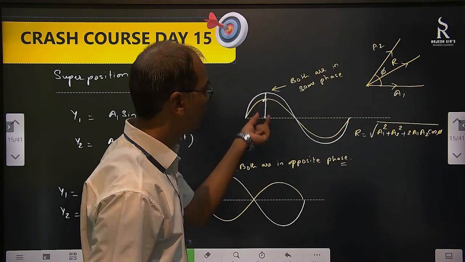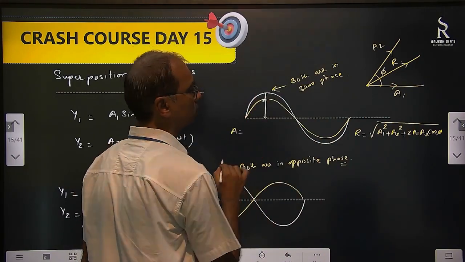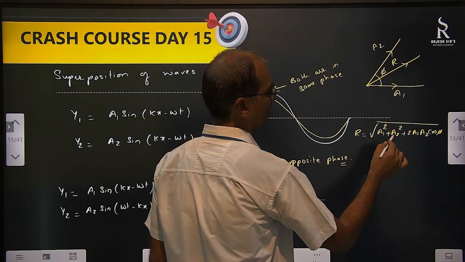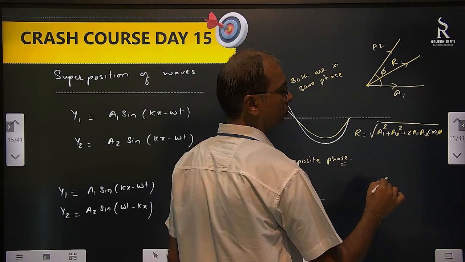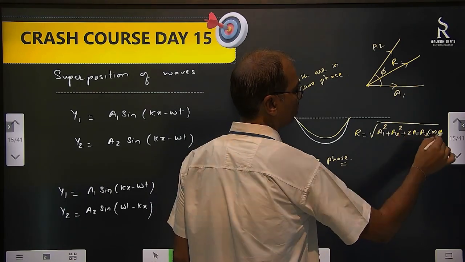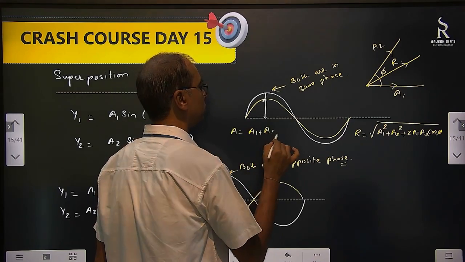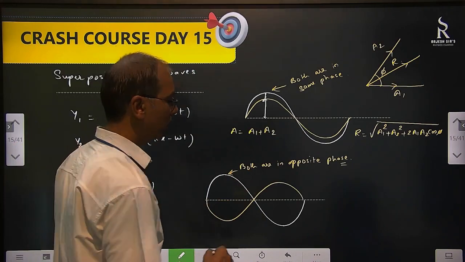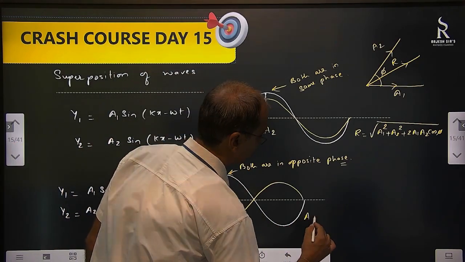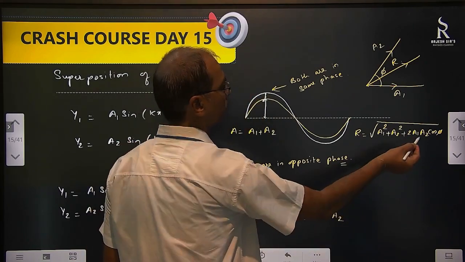Now in this one phase difference was 0. So here amplitude will become what? A1 square plus A2 square plus 2 A1 A2 cos 0. Okay, so this actually is A1 plus A2 whole square. So here the answer will come A1 plus A2. In this one, what is the case? Here they are 180 degrees out of phase. So here amplitude will become A1 minus A2. But if it is something else, then we are going to put it in this formula.